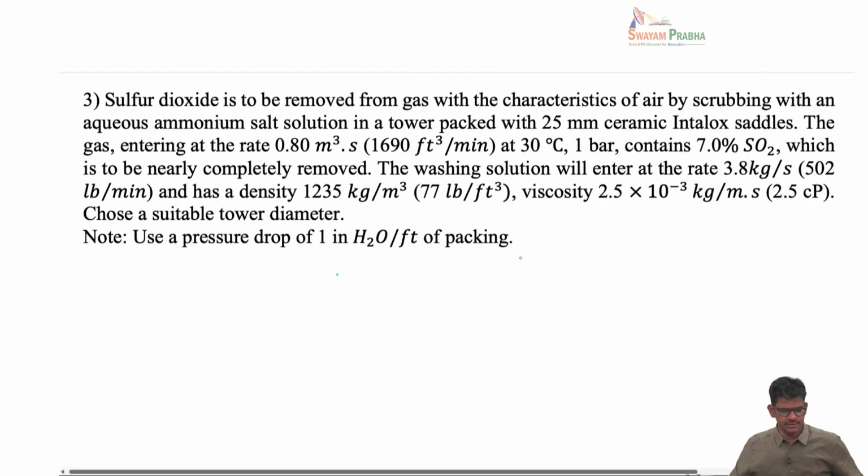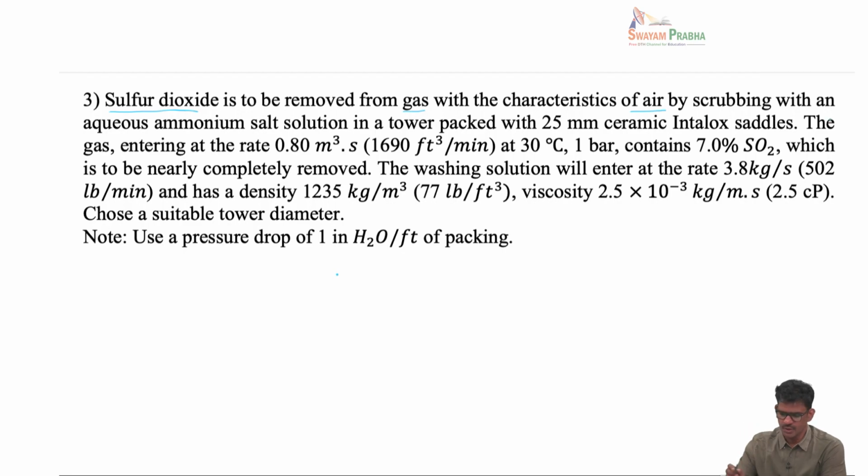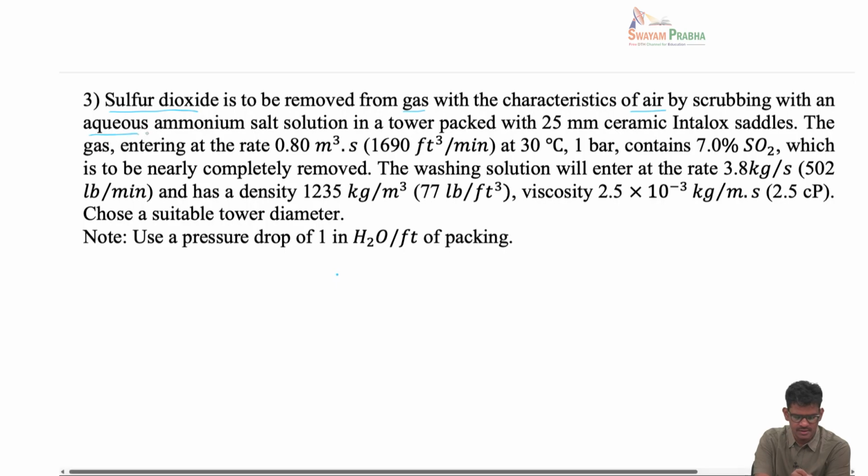So it goes like this. The sulfur dioxide is to be removed from a gas. So SO2 is the solute, and the gas has a characteristic of air. Okay, so the chemical details of the solvent and the gas are mentioned here, and by scrubbing with an aqueous ammonia salt solution in a packed tower which has about 25 mm ceramic Intalox saddle. So packing material is mentioned.